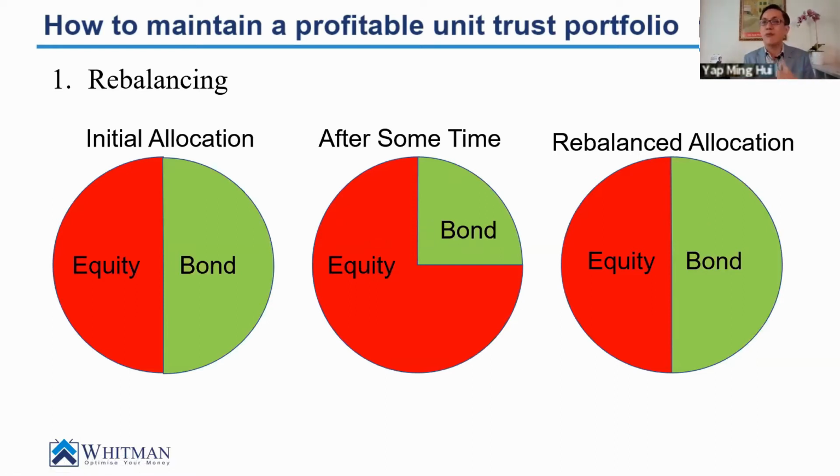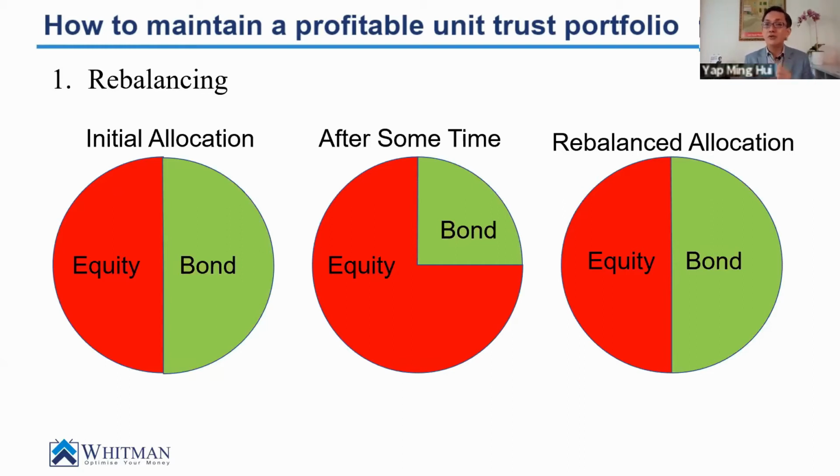Rebalancing is to make sure that your portfolio is maintained in such a way that it is investing according to your risk profile. When you sell investment that has increased in price and then buy investment that has dropped in price, basically you are applying the principle of buy low, sell high. So that is a good investment strategy. I'm sure you know that.